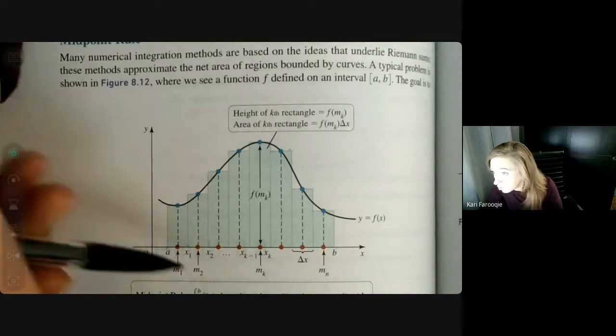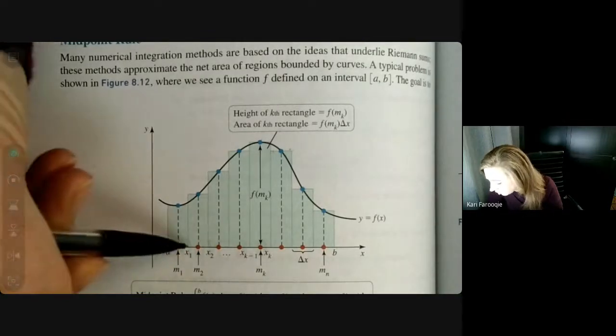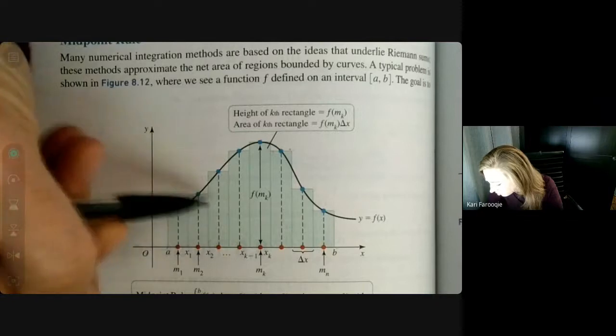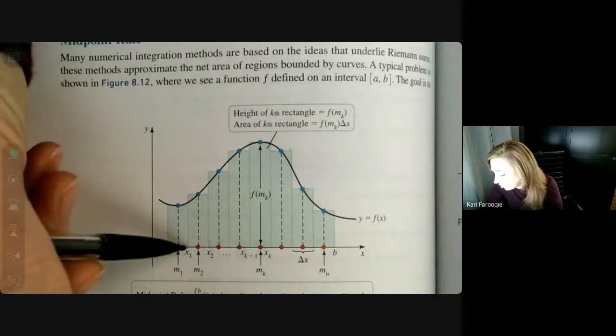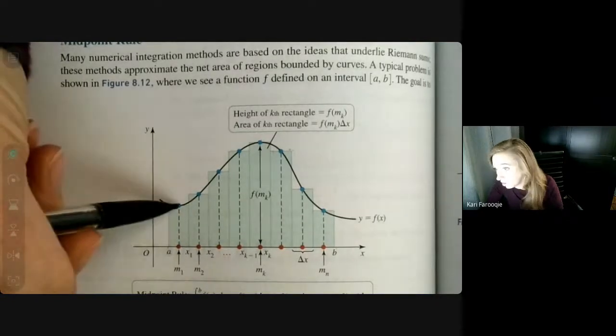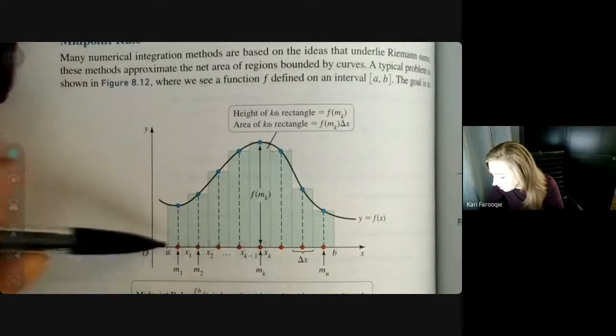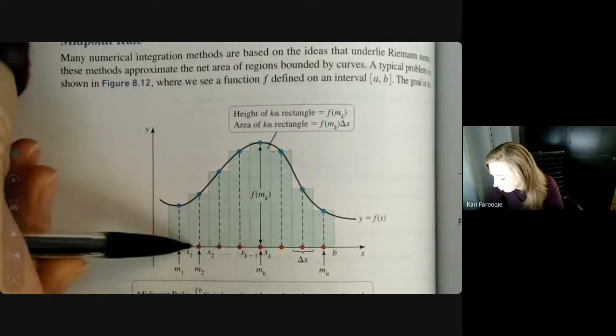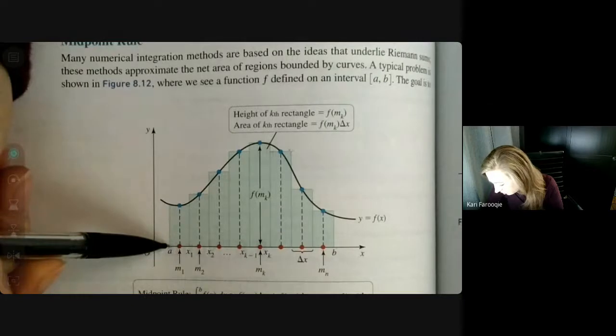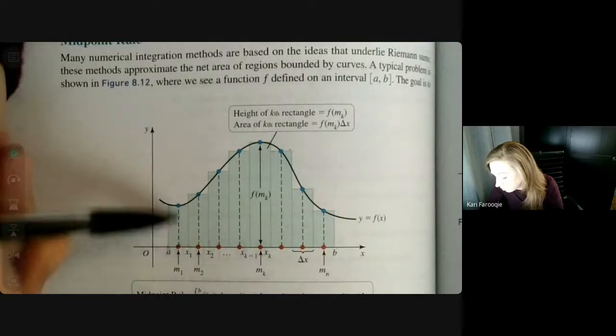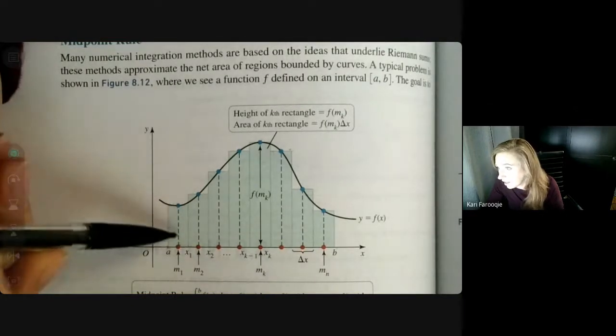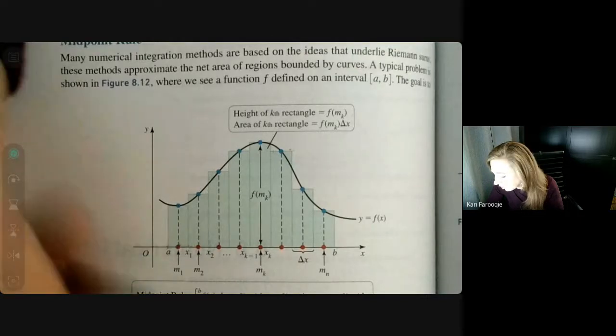But this is what we're going to be doing. So not only are we going to be partitioning this into these n subintervals, but in our case, we're also going to be splitting those in half to get the midpoint values. So we'll be taking the x sub 1 minus A, whatever that is, and then splitting that in half to get the first midpoint. So that would be that x sub 1 bar here.